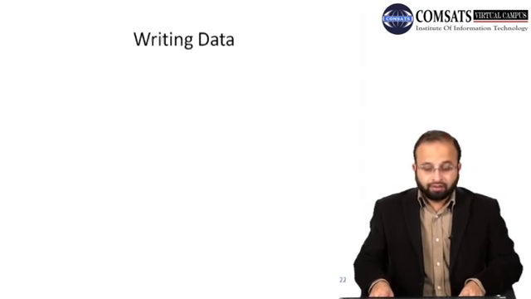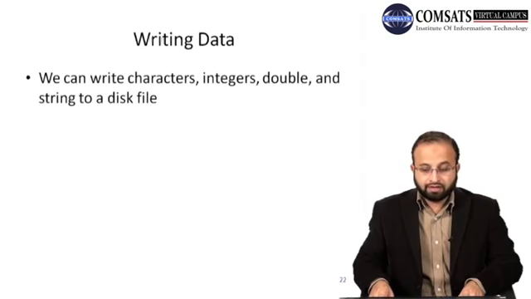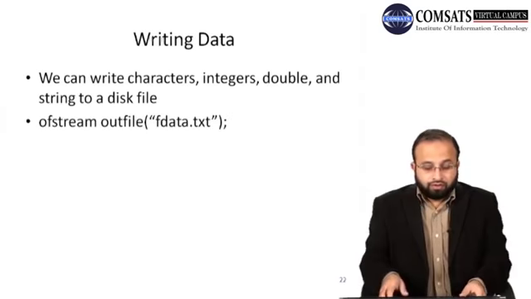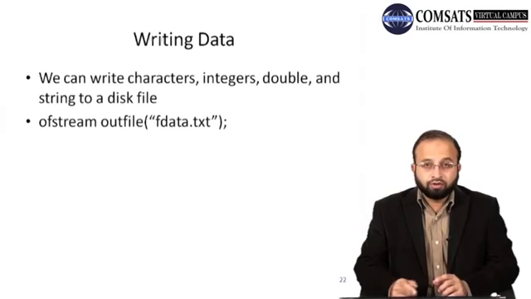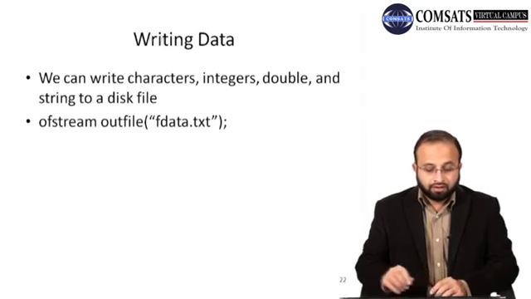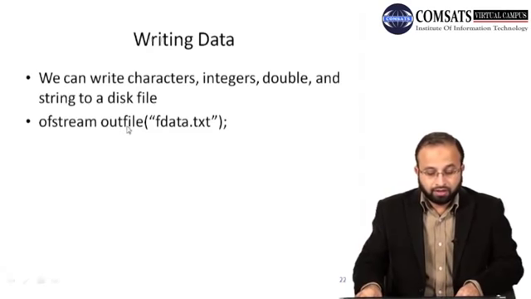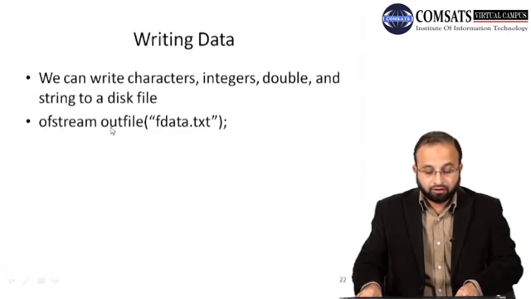Now writing data in a file. We can write characters, integers, doubles and strings to a disk file. So we create an object. Writing, that is the output operation. You are writing something from your program into a file. So you create an object outfile, an object of the ofstream class, the output file stream class, for a new output file. The name of the file is fdata.txt. It will create the fdata.txt file and open that file.